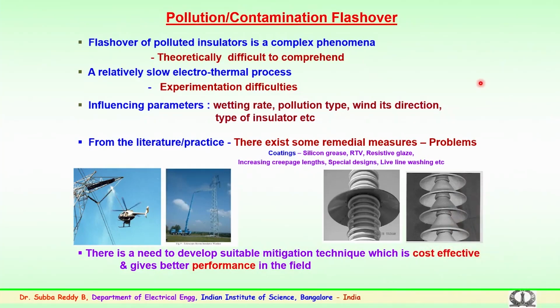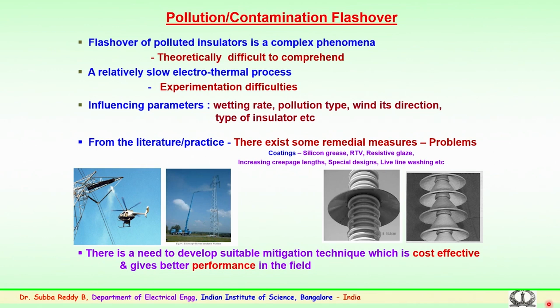So, pollution or contamination flashover, which we have discussed, is a phenomenon very complex in nature. It is very difficult to theoretically calculate or to have a model where theoretical calculations could be done, because it involves several factors: type of contaminants, the spread of contaminants, the thickness, the wind, the moisture. So, the flashover of a contaminated insulator is itself a very complex phenomenon.